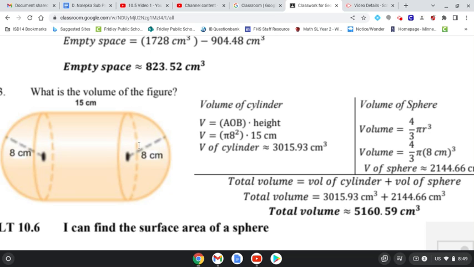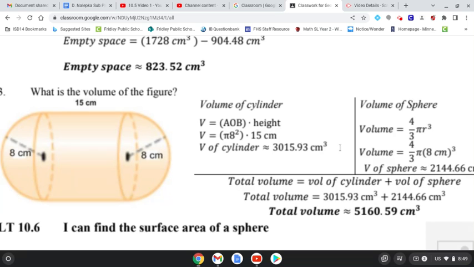And then on the left and right side, we have half circles. So these half circles, what we're going to do is put them together to make a full circle. And so those together will make a full sphere. And so we're going to have our same formula for volume of the sphere, 4/3 pi r cubed.